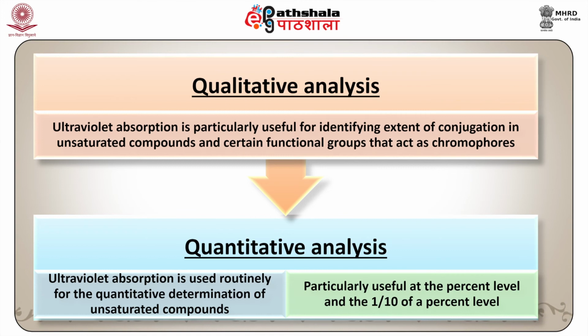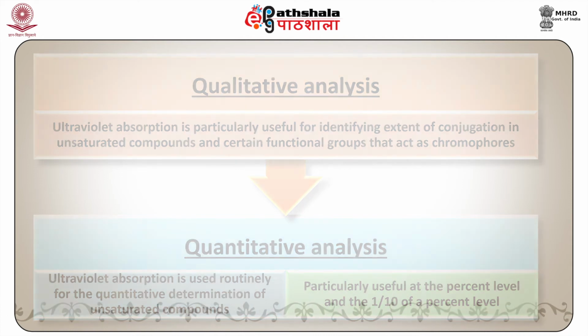Qualitative analysis. Ultraviolet absorption is particularly useful for identifying functional groups and the structures of molecules containing unsaturated bonds. Next is quantitative analysis. Ultraviolet absorption is used routinely for the quantitative determination of unsaturated compounds. It is particularly useful at the % level and the 1/10th of a % level.